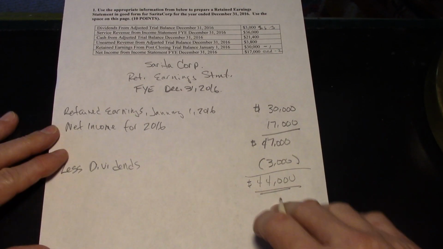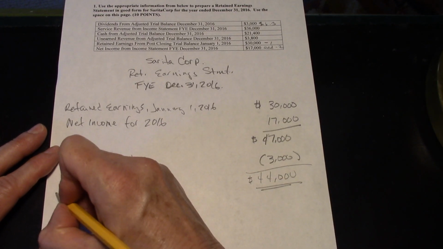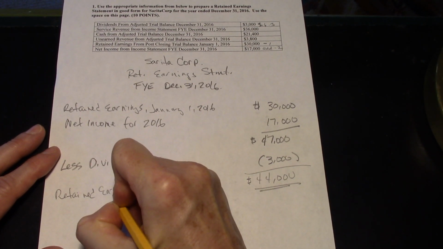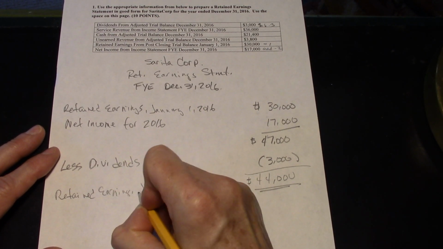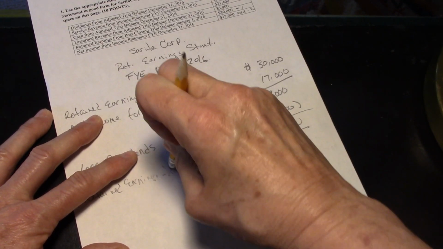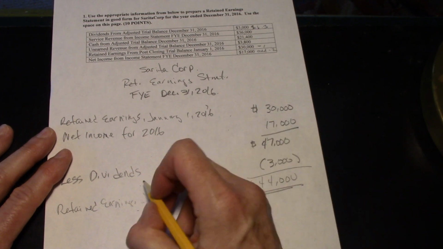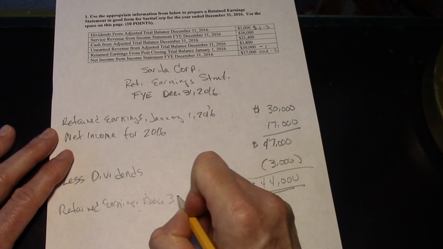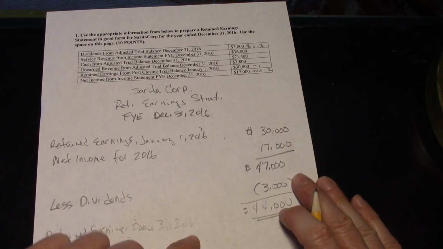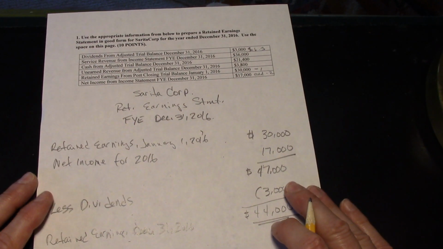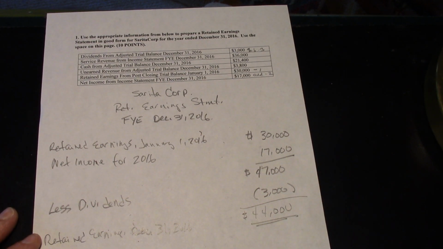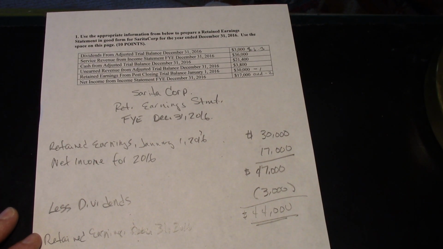And you have to label this. This is not a total. This is retained earnings December 31, 2016. Obviously if that was the month ending it would be, but no, this is for the year ending. So December 31, 2016, 44,000. And you're done with your retained earnings statement.